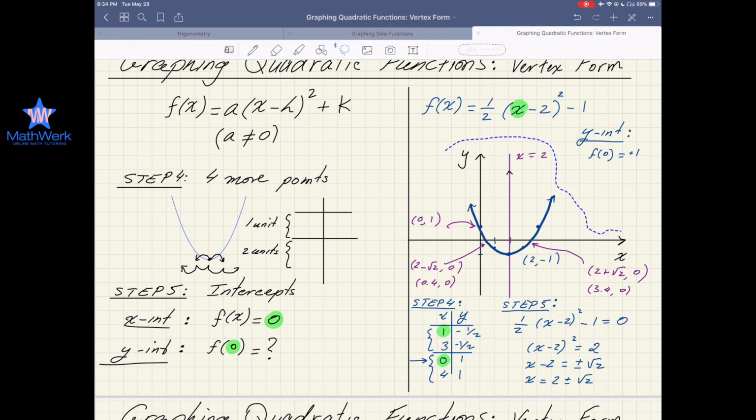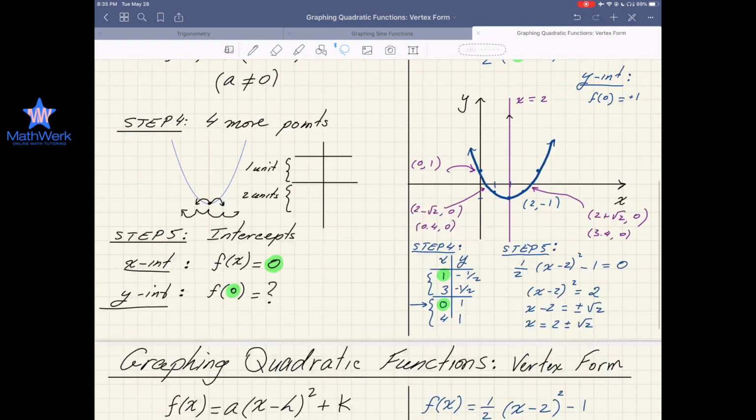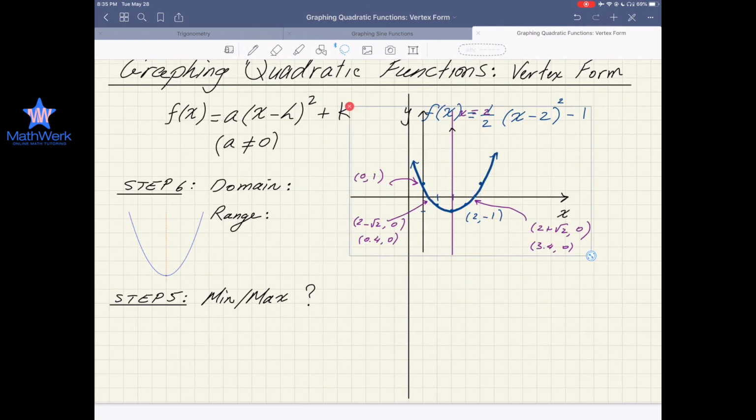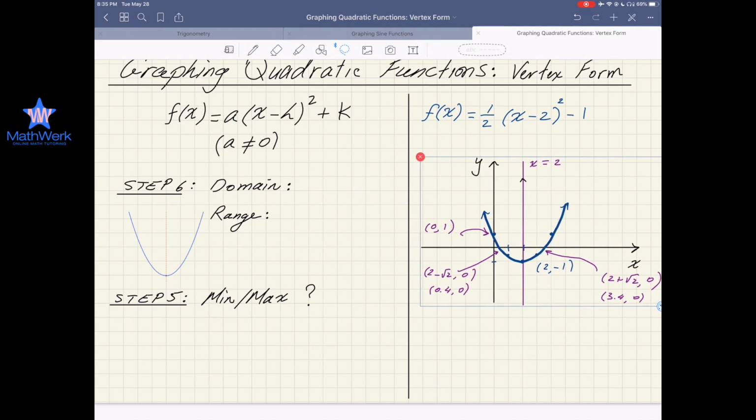Once again, let's go ahead and copy all this into our next slide and figure out the last few things for our function. Okay, so the next thing you might want to figure out is what is the domain? Well, the domain for quadratic functions is always all real numbers because you can plug in any real number for x and the function works. Okay, it gives us a value.